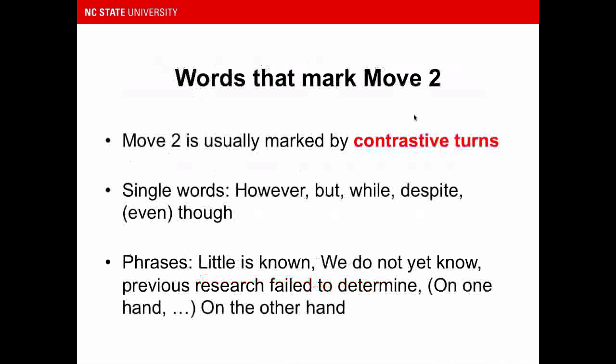So what does that look like? There are some typical words that mark move two of an introduction, and I bet you've used them, I've used them, and we know them when we see them in introductions. They're usually marked by what we call contrastive terms, and what that means is you've been establishing what is known in the field, and then you say, but wait, there's something we still don't know. So you're turning from the established knowledge to what's still unknown or unsolved in the field.